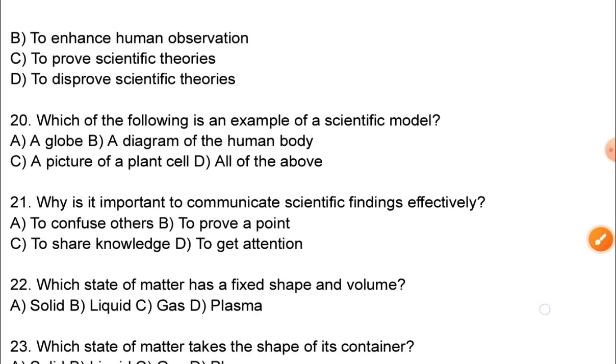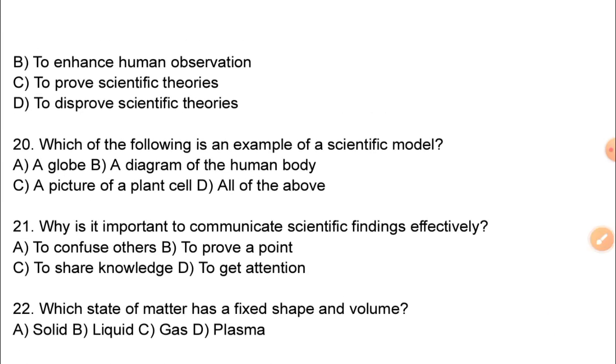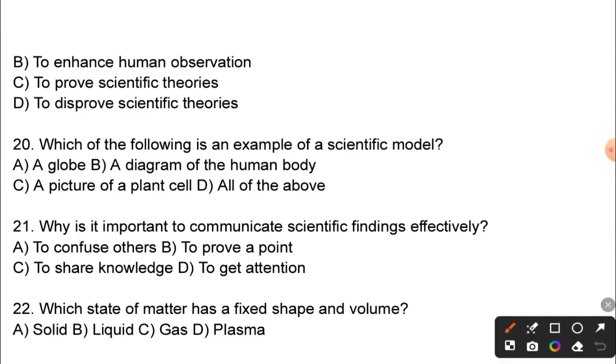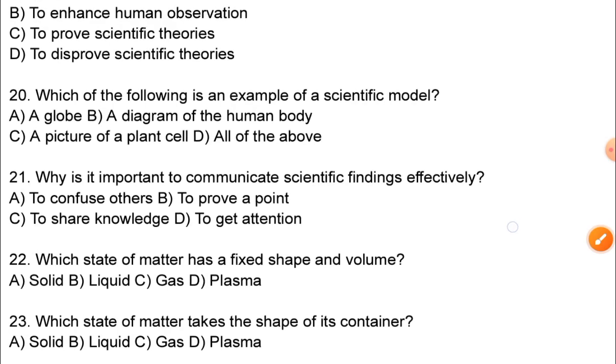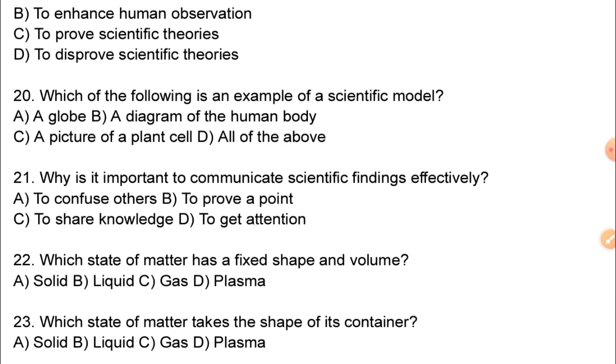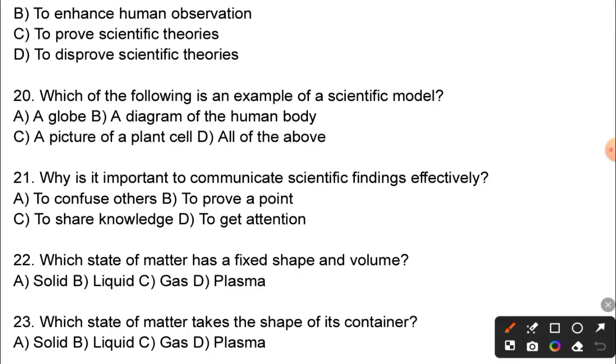22. Which state of matter has a fixed shape and volume? Fixed shape, fixed volume. Question 22, our answer is A, solid. Question 23. Which state of matter takes the shape of its container? A, solid, B, liquid, C, gas, D, plasma. The answer to question 23 is B, liquid.